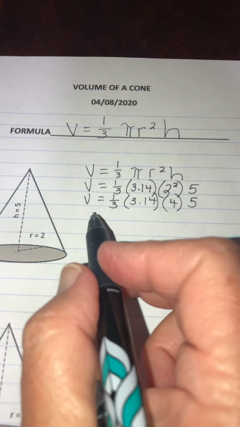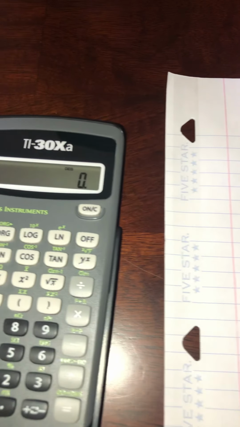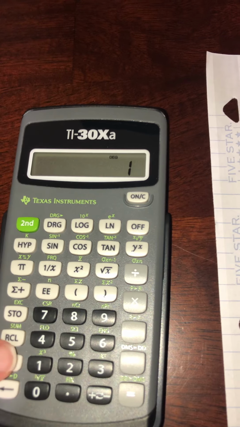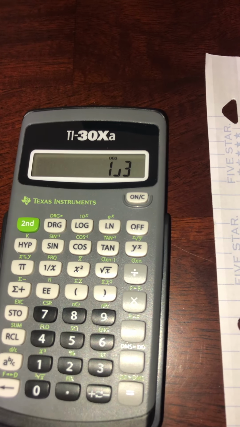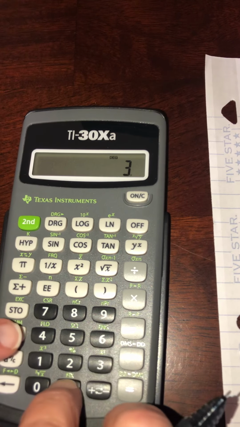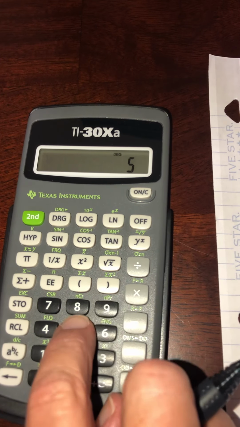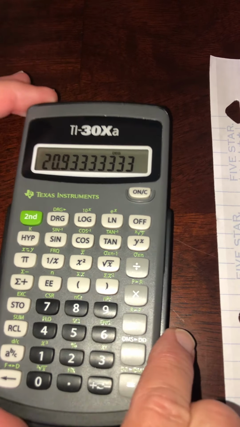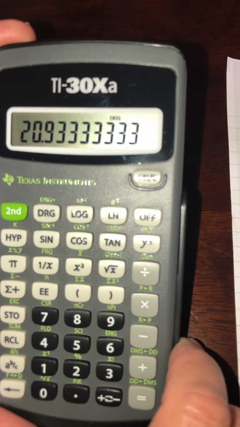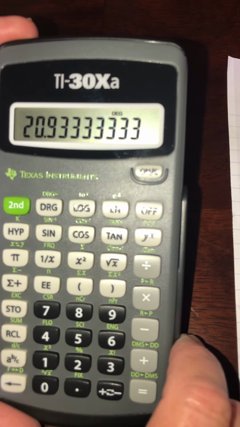Now, when you punch it into the calculator, I'm going to pan over to the calculator. If I have a TI-30XA, I could hit 1 ABC key 3. That would give me my 1/3. And then I could continue to go times 3.14 times 4 times 5 equals. And if you look, this number's huge. Well, it's not really huge, it just has a lot of digits. 20.933333333, and it would go on for a long time.